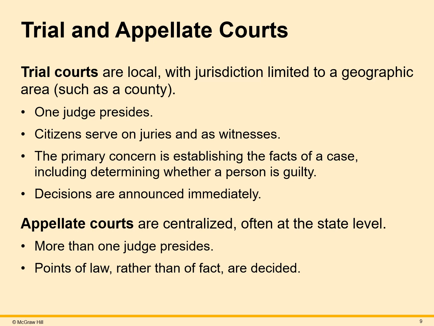Trial and appellate courts. Trial courts are local, with jurisdictions limited to a geographic area, such as a county. One judge presides, citizens serve on juries as witnesses. The primary concern is establishing the facts of a case, including determining whether a person is guilty. Decisions are announced immediately. Appellate courts are often centralized, often at the state level. More than one judge presides. Points of law rather than facts are decided.